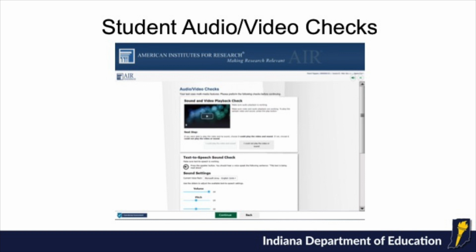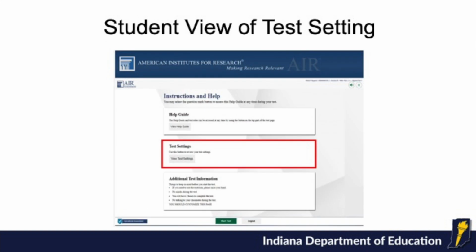If a student notices that any of the functionality checks are not working, the TA can work with the student to adjust the computer's settings. The students also have the option to view the test settings before they begin testing.